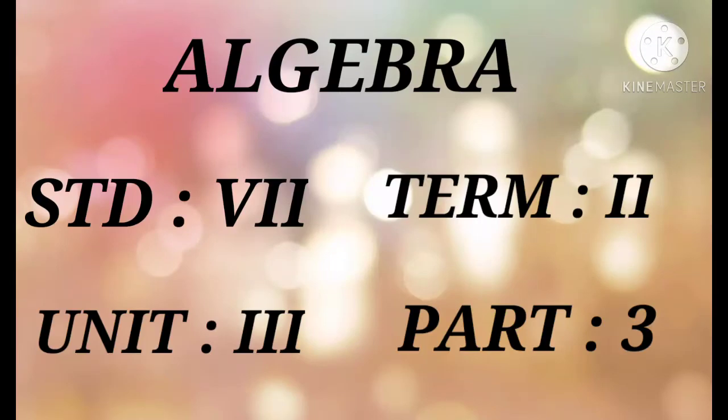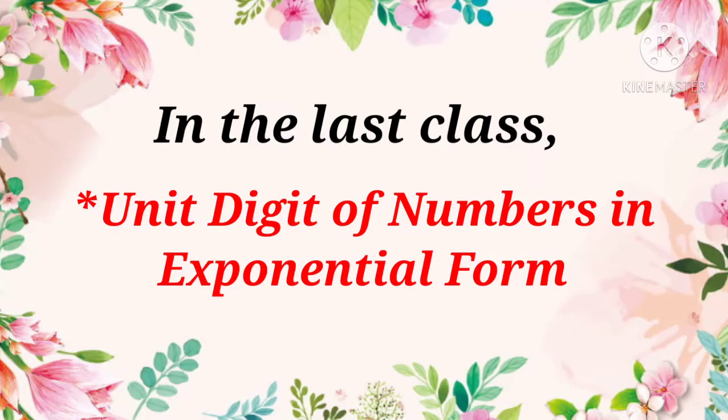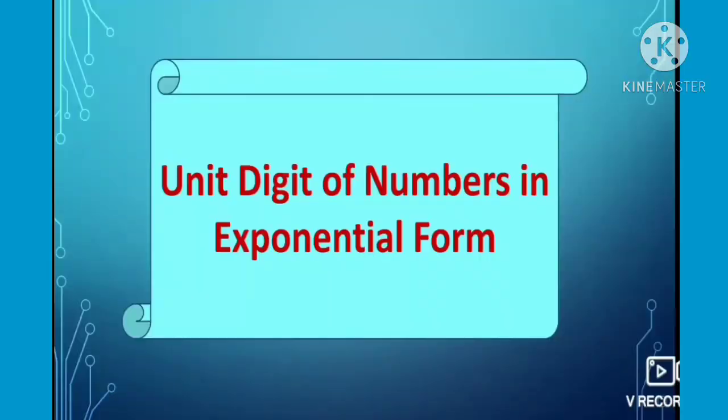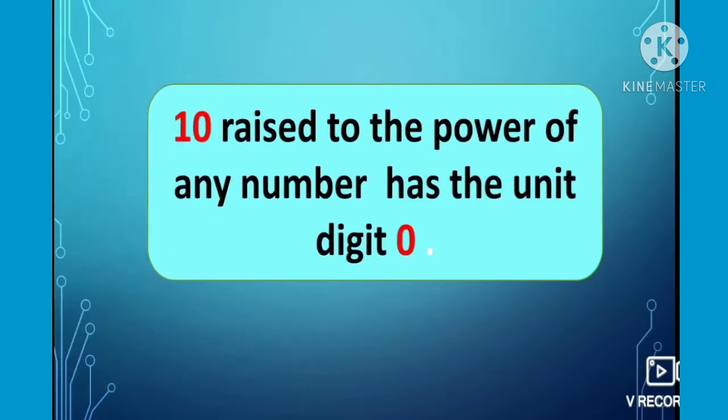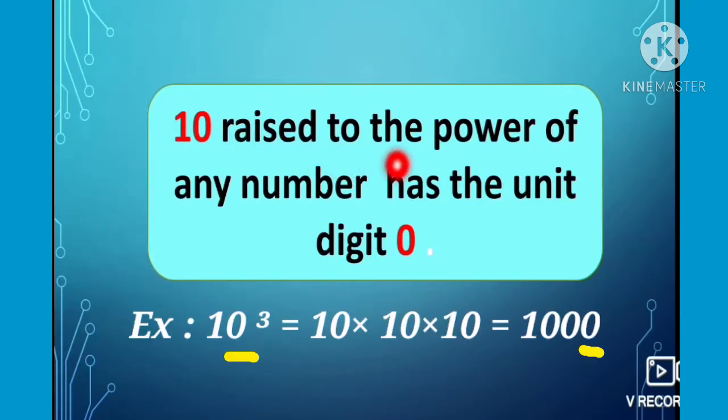Algebra is our third unit of this term. Now, let us recall the topic unit digit of numbers in exponential form, which we have learned in the last session. 10 raised to the power of any number has the unit digit 0. Multiplying 10 by itself several times, we always get the unit digit as 0.